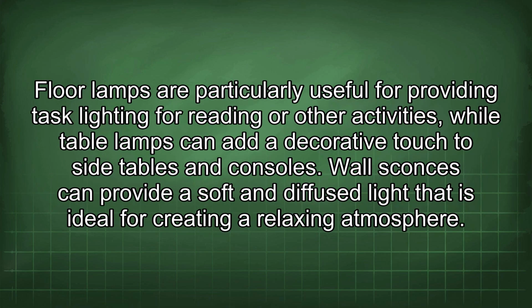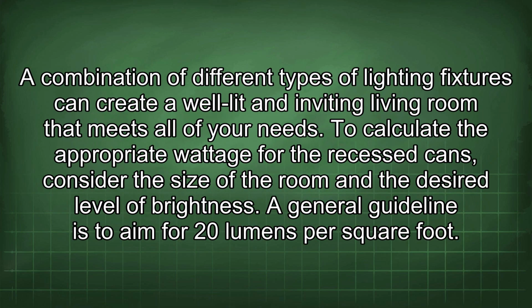Floor lamps are particularly useful for providing task lighting for reading or other activities, while table lamps can add a decorative touch to side tables and consoles. Wall sconces can provide a soft and diffused light that is ideal for creating a relaxing atmosphere. A combination of different types of lighting fixtures can create a well-lit and inviting living room that meets all of your needs.